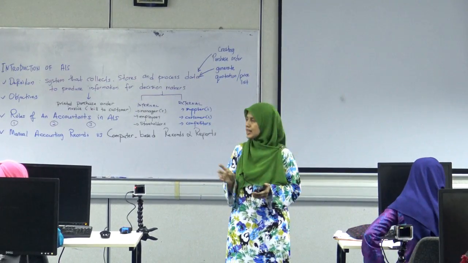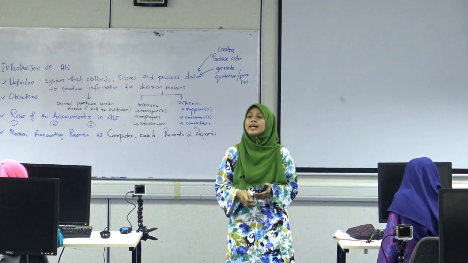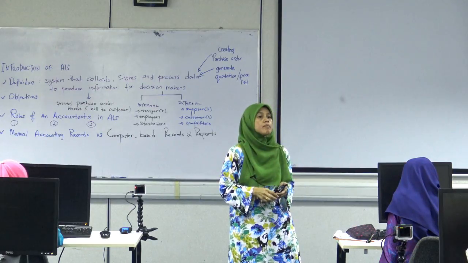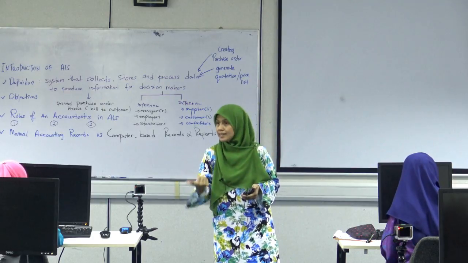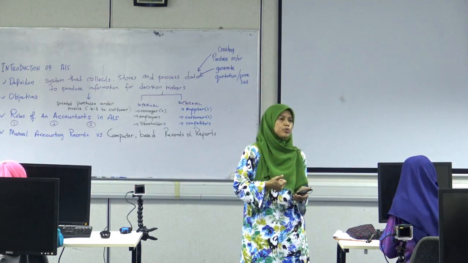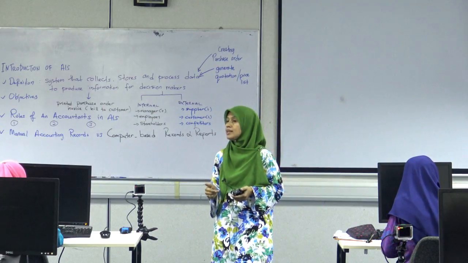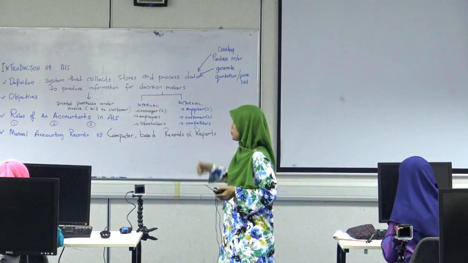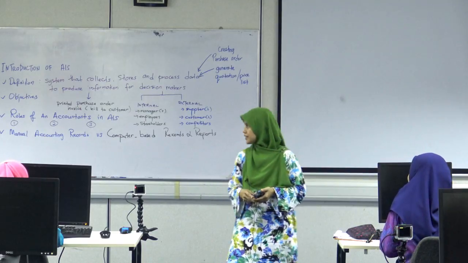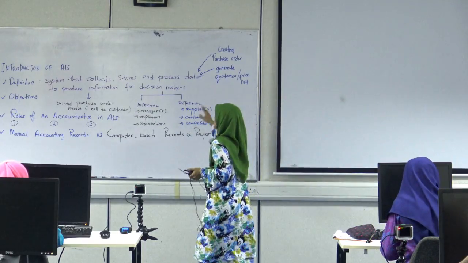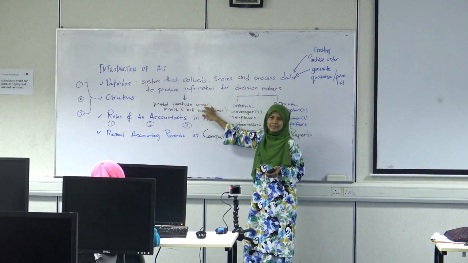So the definition itself explains how the process flow of the accounting information system is carried out. First, you need to collect the data. Second, the data needs to be processed. When the data is processed, you will have the output. The output will be known as information. Okay? Such information can be viewed as a printed purchase order.